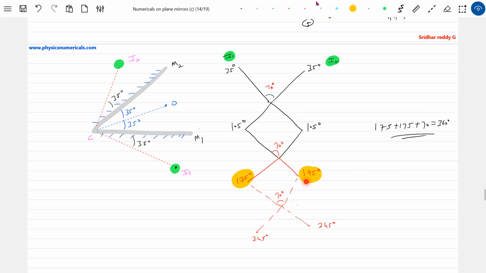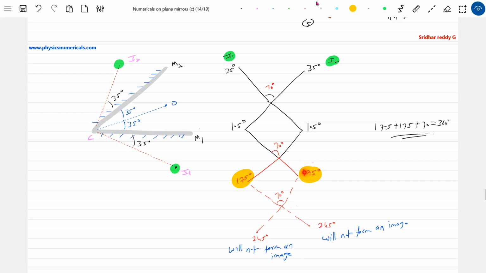Is it really 6? Sir, why can't you count this one? Any angle greater than or equal to 180 degrees will not form an image. Now, what about here? Is it 6 images? Yes. No, there's one more rule. The final angles you counted are 175, 175, 70. The total sum is 360 degrees. If the sum is 360 degrees, these two images will merge.